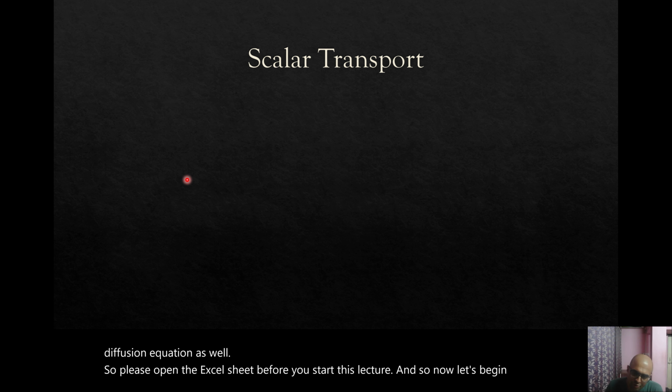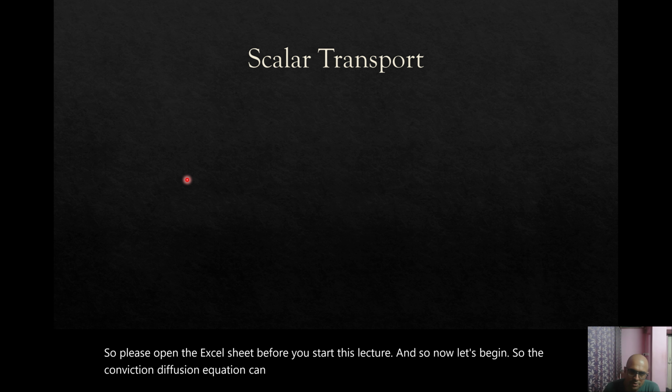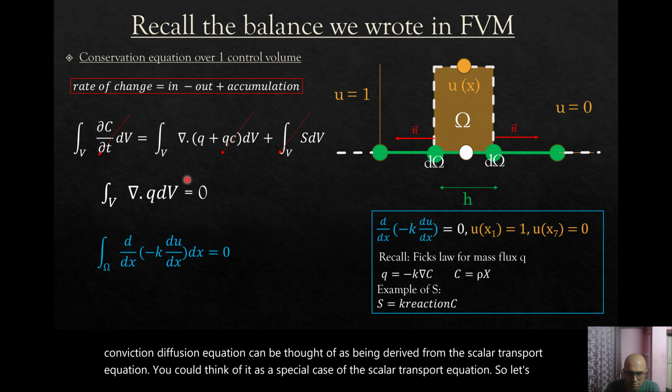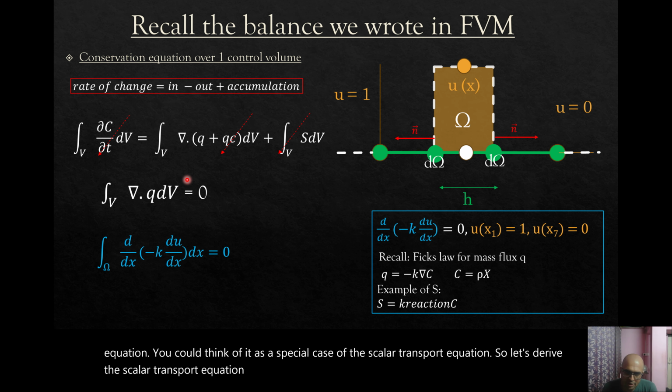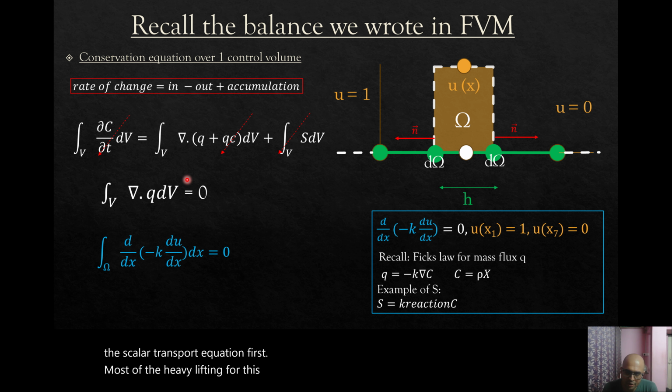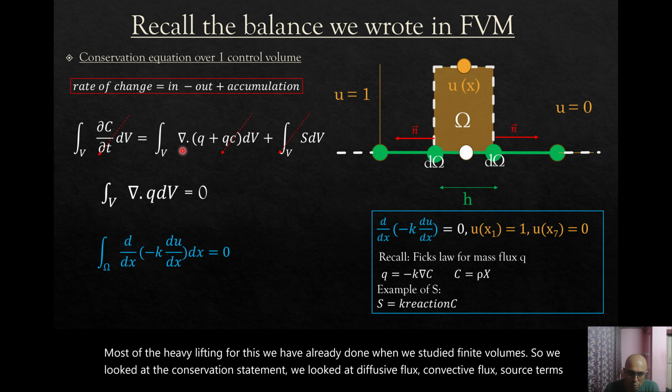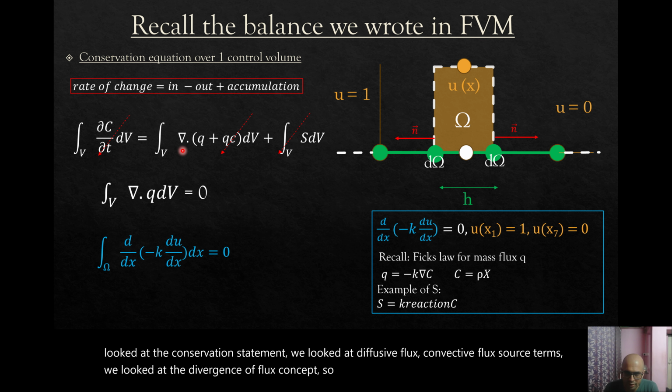So the convection diffusion equation can be thought of as being derived from the scalar transport equation. You could think of it as a special case of the scalar transport equation. So let's derive the scalar transport equation first. Most of the heavy lifting for this we have already done when we studied finite volumes. So we looked at the conservation statement, we looked at diffusive flux, convective flux, source terms, we looked at the divergence of flux concept. So we have done most of the heavy lifting already.